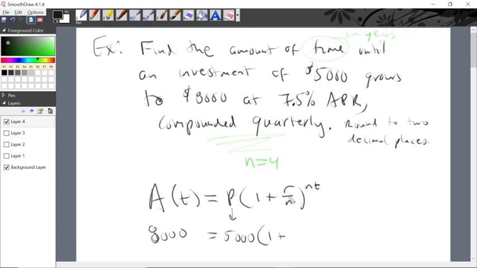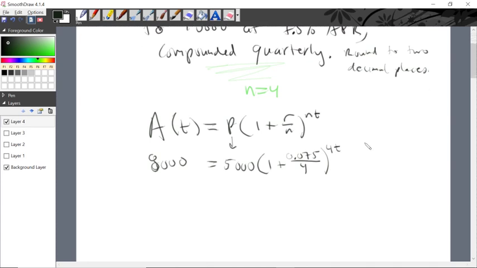1 plus R. R is 7.5% APR. That is the decimal 0.075. N is equal to 4 because this is quarterly compounding. And the exponent is n times t, so that would be 4t. All right, and our task is to solve for t, which is in the exponent.